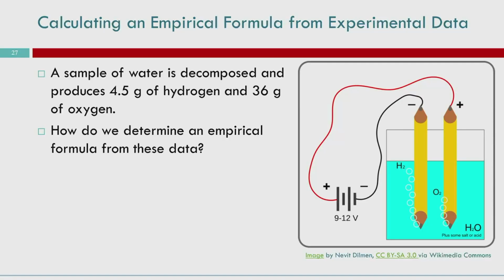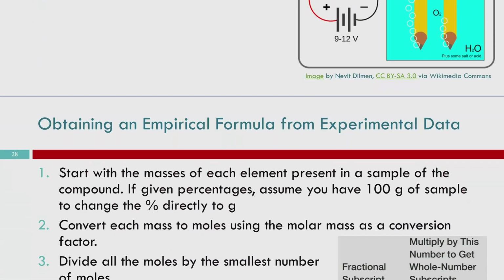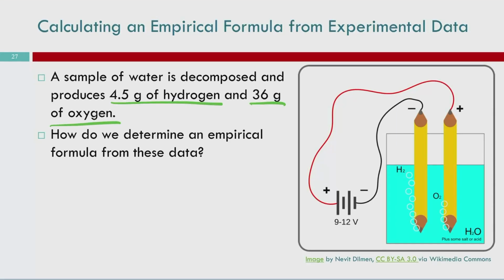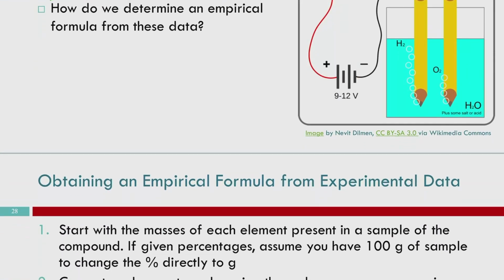If we were to do this fun science experiment, we take a sample of water and we decompose it with electricity. This, let's say, produces 4.5 grams of hydrogen, 36 grams of oxygen. So that's the masses of each of our components. How would we go about determining an empirical formula from this data? Well, there are steps to solve this type of problem.